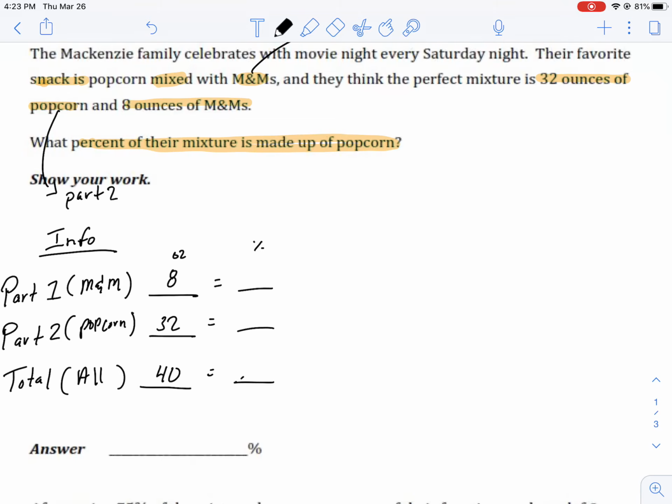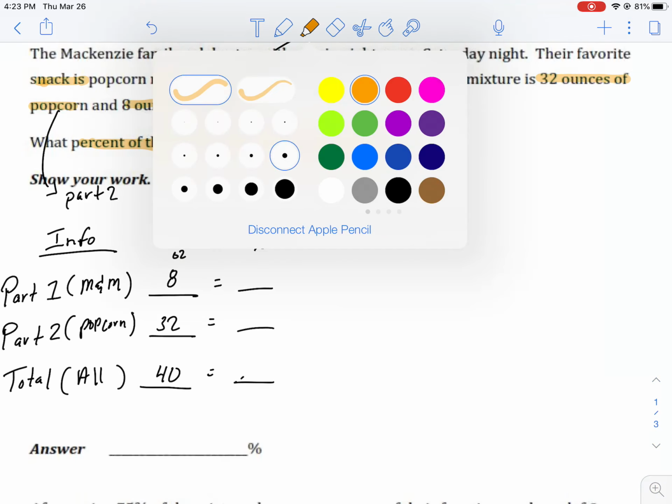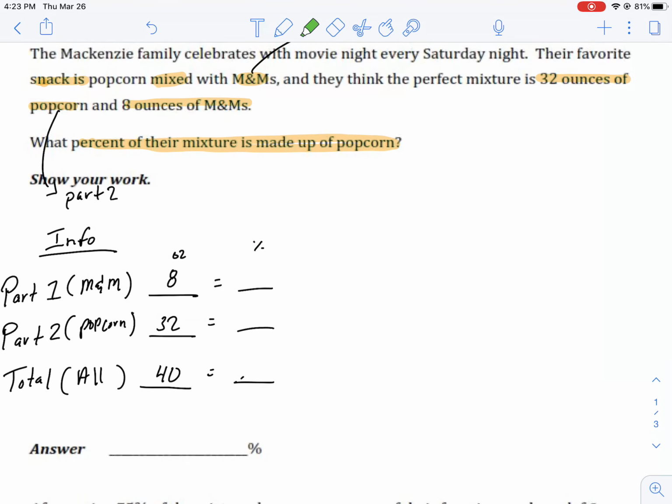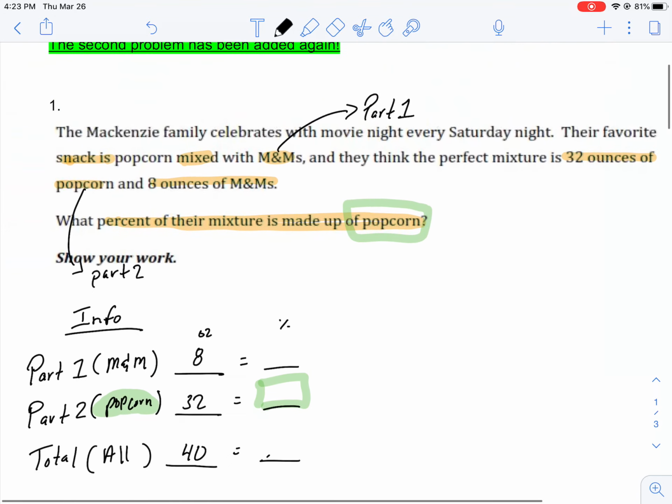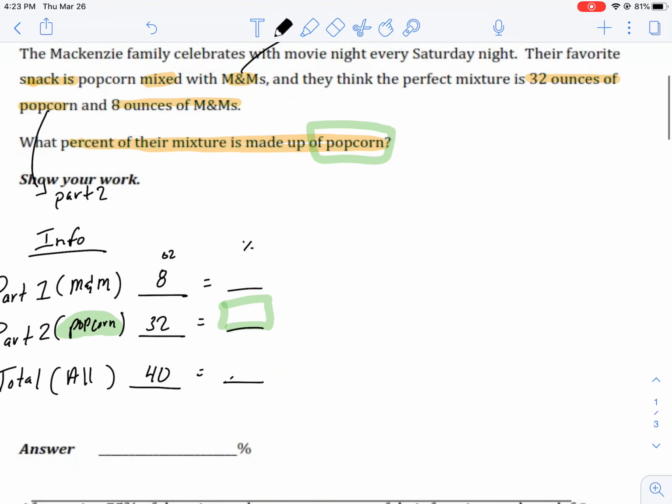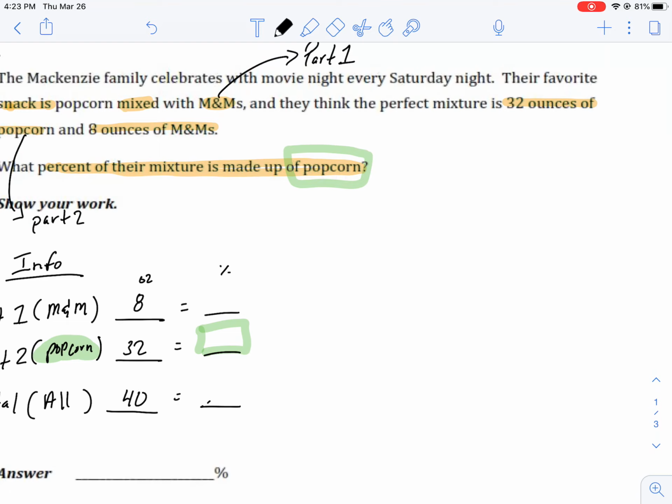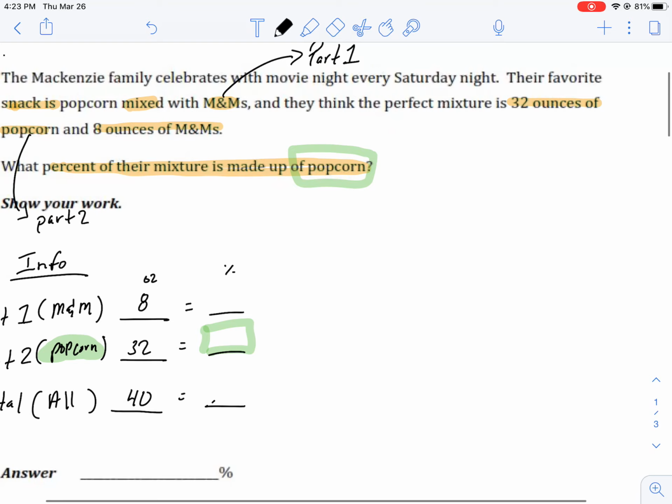Now, the question here is asking us what percent of the mixture is popcorn. So we have to go down to a popcorn section, and we're looking to see what is this percentage. Now let's take a step back. What other percentage do we know here? Even though it's not visible in our problem, what percentage can we begin to fill out? If you said the total, you are correct, because total is always represented by what? Yes, 100%.